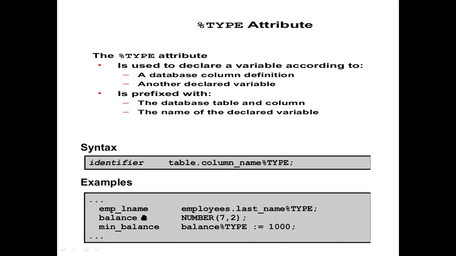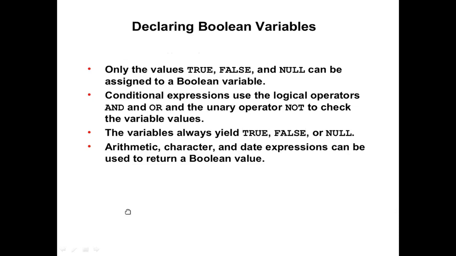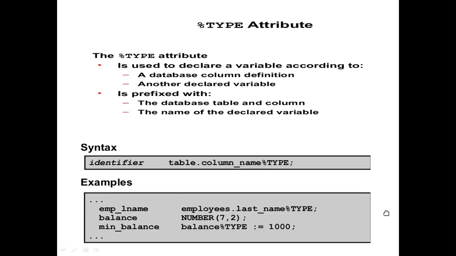So see the example also. There is an employee table. You have a variable called employee L name, which represents the employee's last name. But you don't remember what data type you have used there. So you simply write the table name employees dot last name percentage type. Then the PLSQL program will automatically go to that table employee, check what the data type is for that column, then assign the same data type to this particular program variable. There is one more example here also for balance, where percentage type is being used.